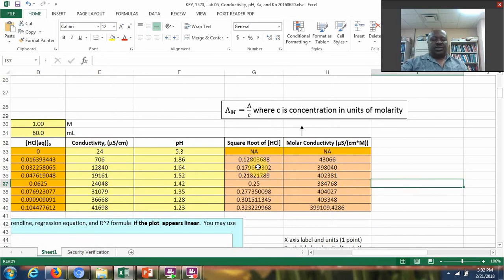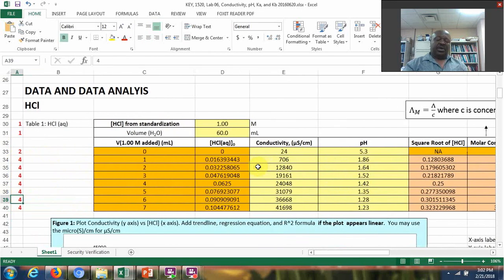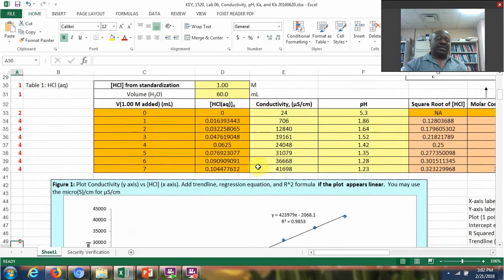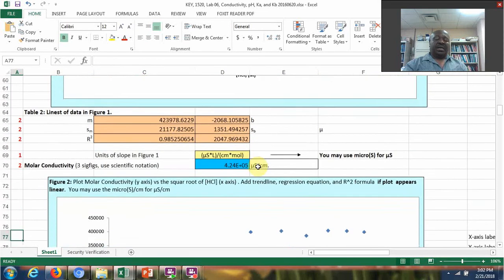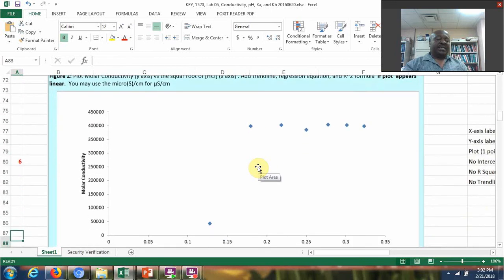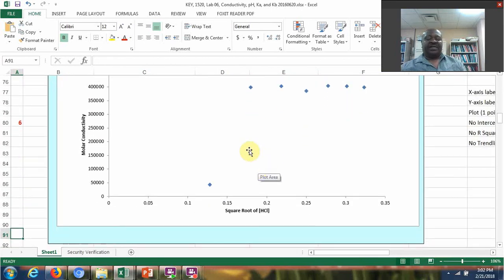In this case, when I determine the conductivity at infinite dilution, it turns out that plotting the square root works better than plotting the conductivity itself. So here is the conductivity versus concentration, and down here is the molar conductivity versus the square root of the concentration.